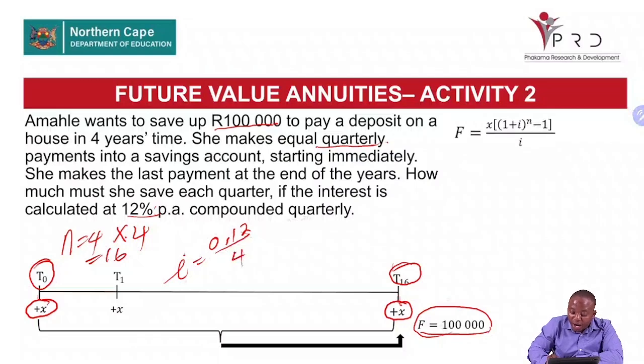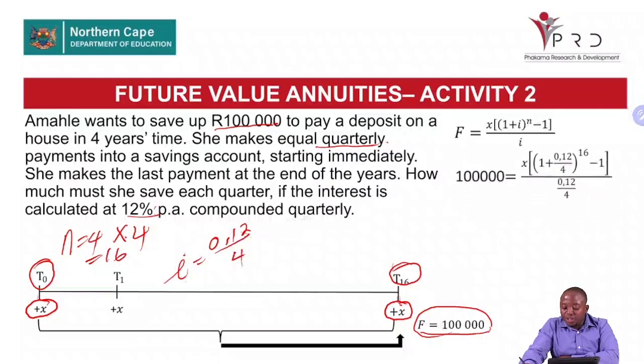Remember, we want to save up for the future, so we are utilizing the future value formula. We quote it down. Now on our future value formula, what do we do? We substitute the given values. We have future value as 100,000. We don't have x, so we're calculating for that x. It remains as unknown.